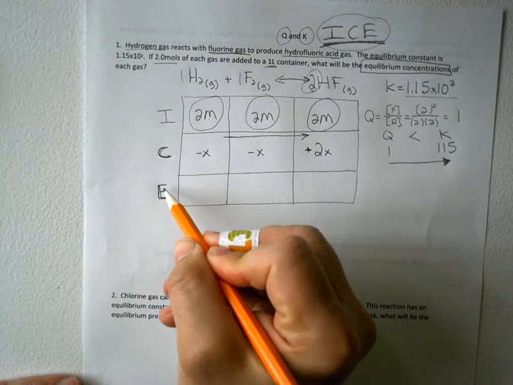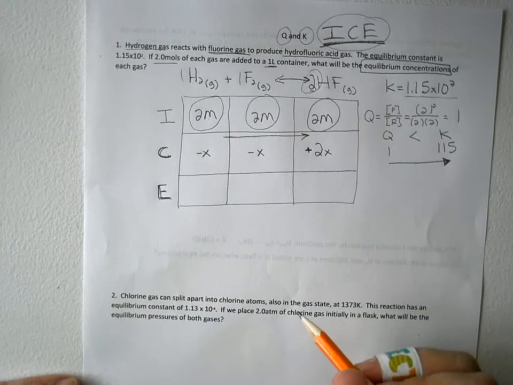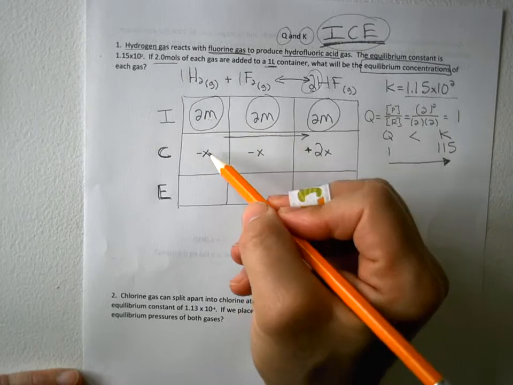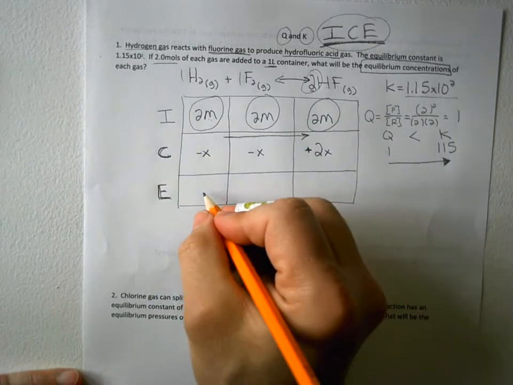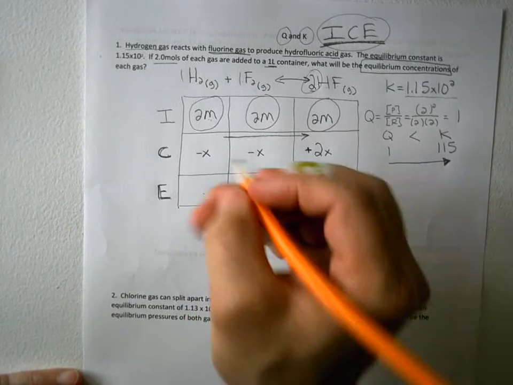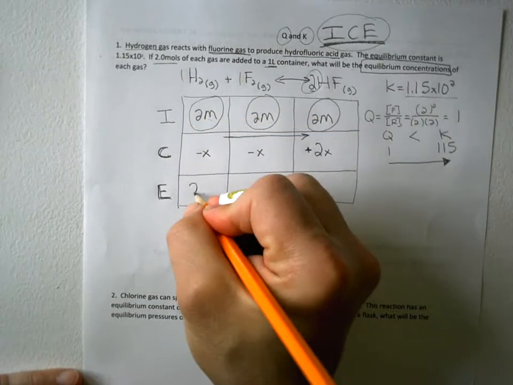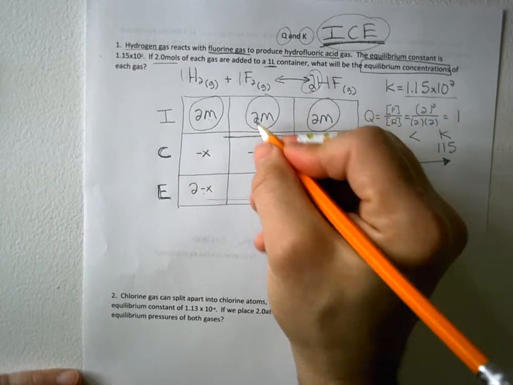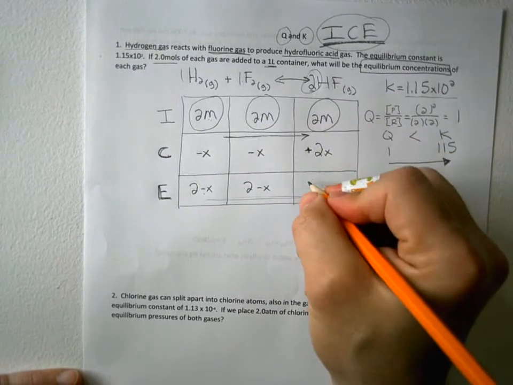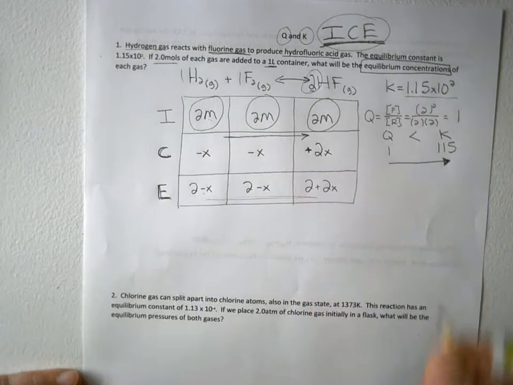Now the last column here are the equilibrium concentrations. So to find the equilibrium concentration, we're gonna look at the initial, we're gonna apply a change, and we're gonna write it down here. We're gonna probably be writing down x's in these cells. So what's 2 minus x? 2 minus x, 2 minus x. 2 plus 2x, 2 plus 2x.